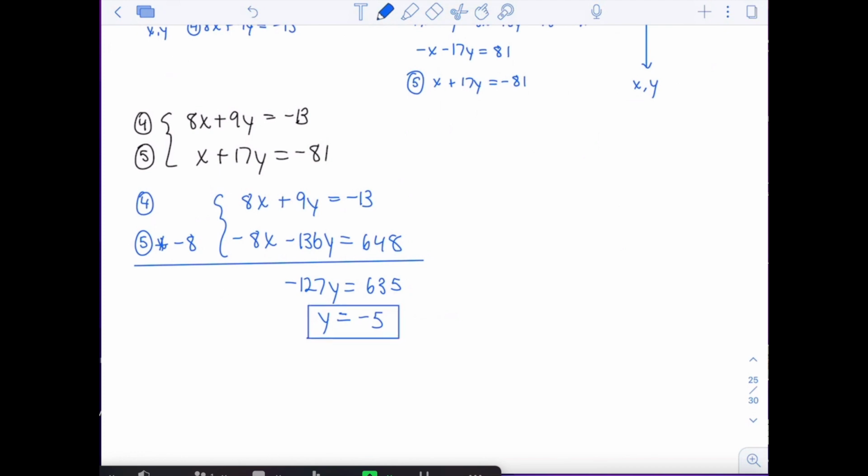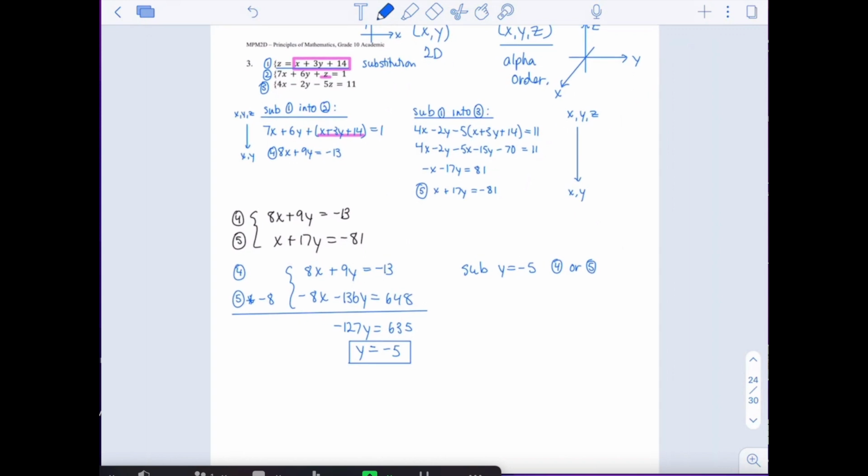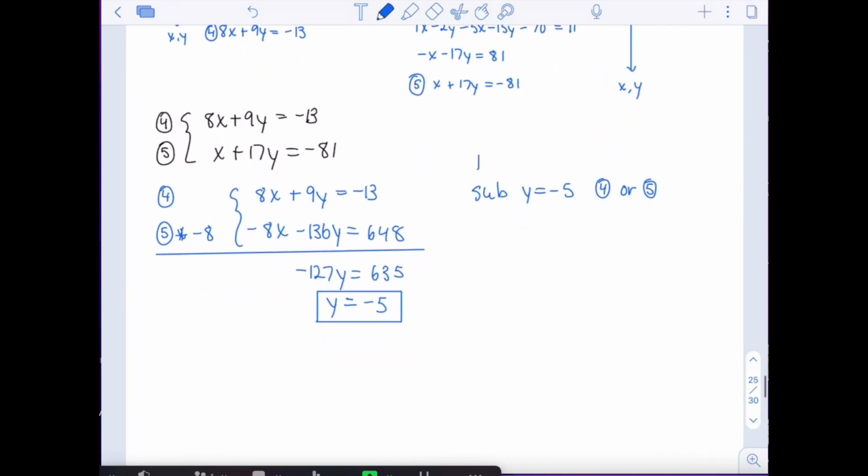All right. So now we're going to sub y equals negative 5. We have to sub it into either 4 or 5. We can't sub it into 1, 2, or 3 yet because those also contain z values. So we're actually just finding x at the moment. Okay, so maybe let's do it here. x plus 17 times negative 5 equals negative 81. So x minus 85 equals negative 81, so x equals 4.